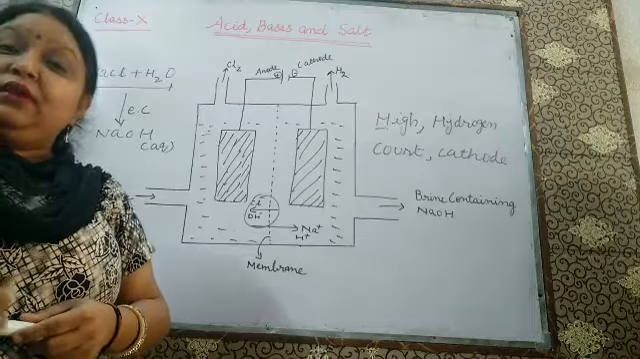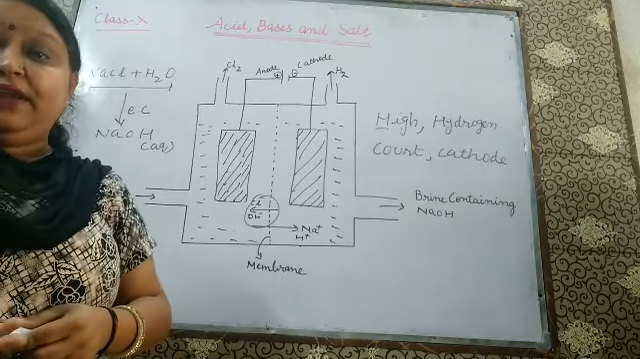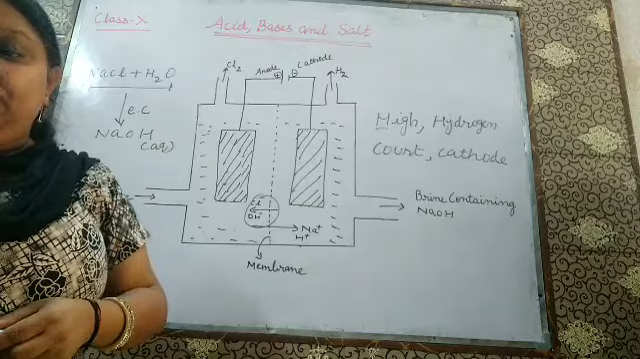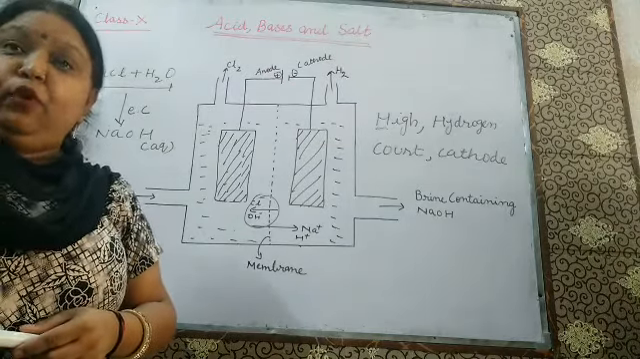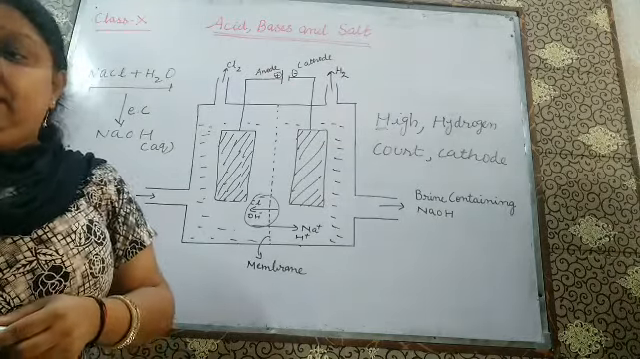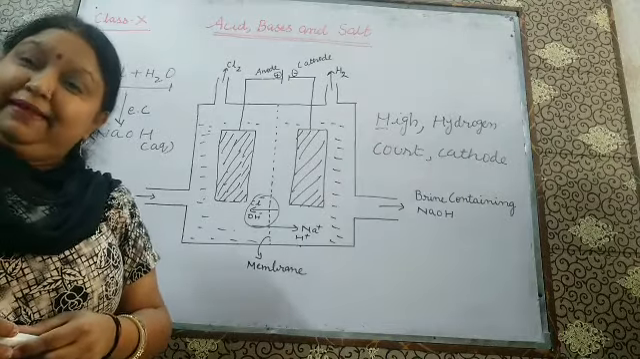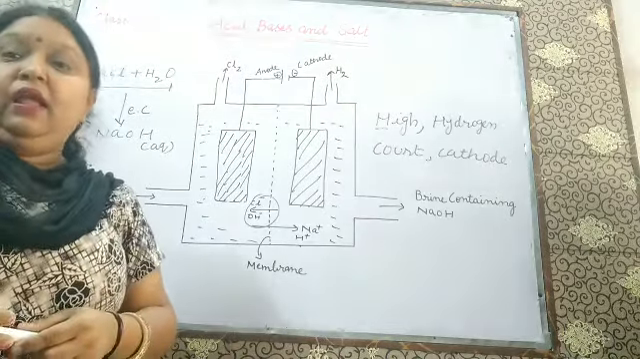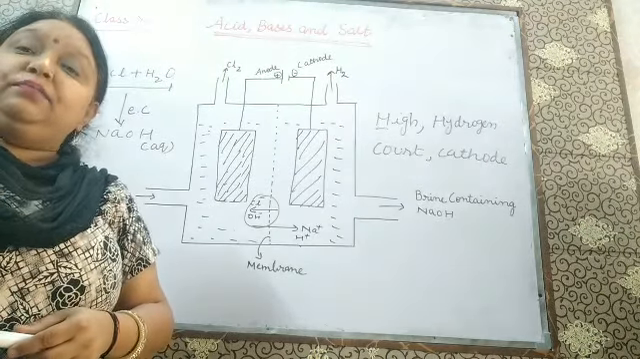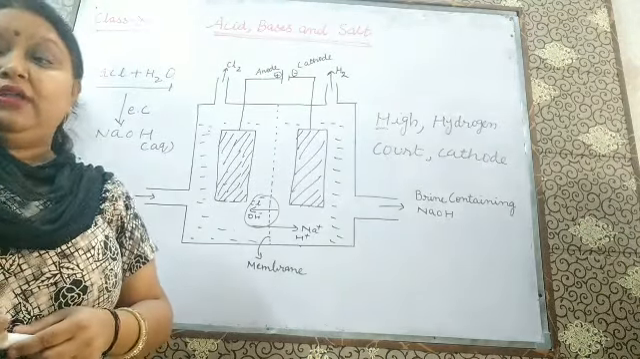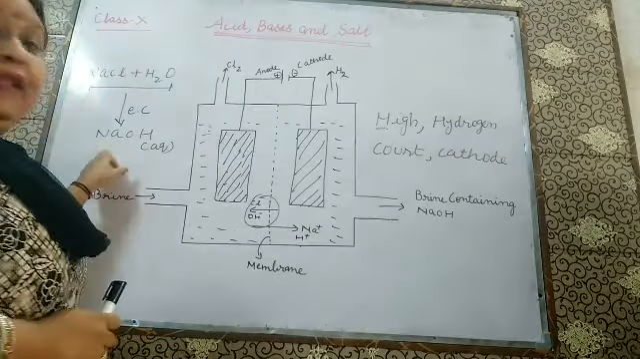Then what are the uses of chlorine? It is used as a disinfectant for water treatment. Then in the formation of polymers, for making polyvinyl chloride and others, then for making drugs and medicines, and for making pesticides and insecticides like BHC and DDT. All these are the uses of hydrogen and chlorine. Now, uses of NaOH.